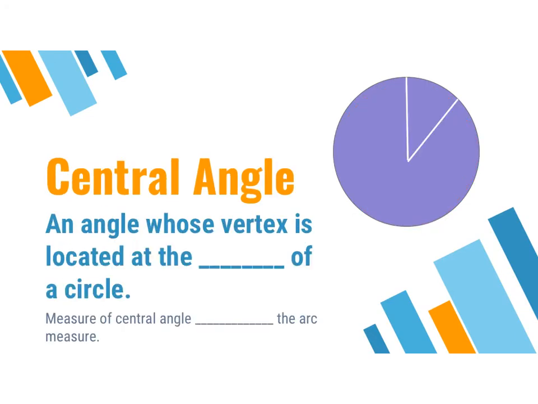A central angle then is an angle whose vertex is located at the center of the circle. And the measure of the central angle equals the arc measure. So if I say this angle is 32 degrees, this arc measure is 32 degrees.